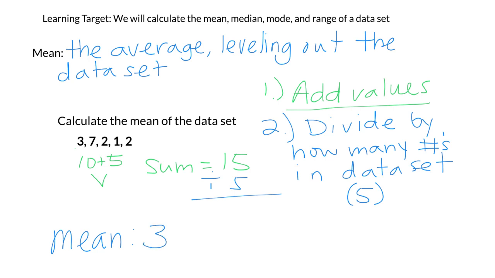And again, we got that by adding up all of our values in our data set and then dividing by how many values are in the data set. Just counting them: 1, 2, 3, 4, 5. 15 divided by 5 gets us a mean of 3. That is the average of that data set. We added them all up and leveled them out by dividing.